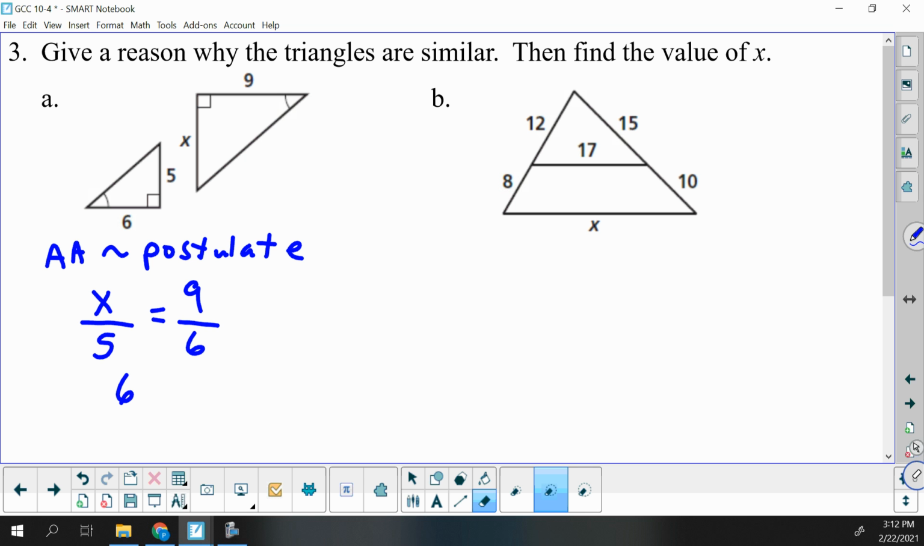We'll cross multiply to get 6x equals 45. And if we divide by 6, you could either leave that as 15 halves if you divided them both by 3, or that's the same as 7.5.